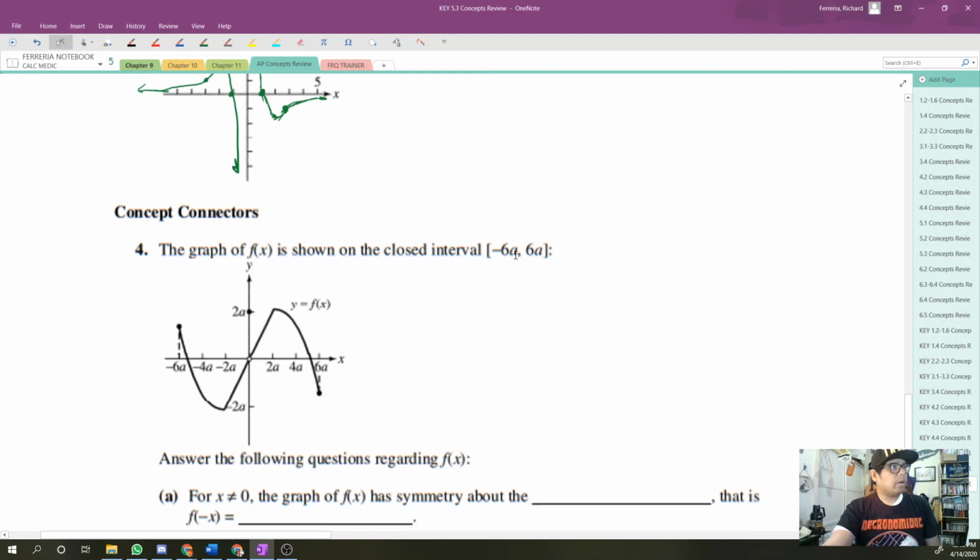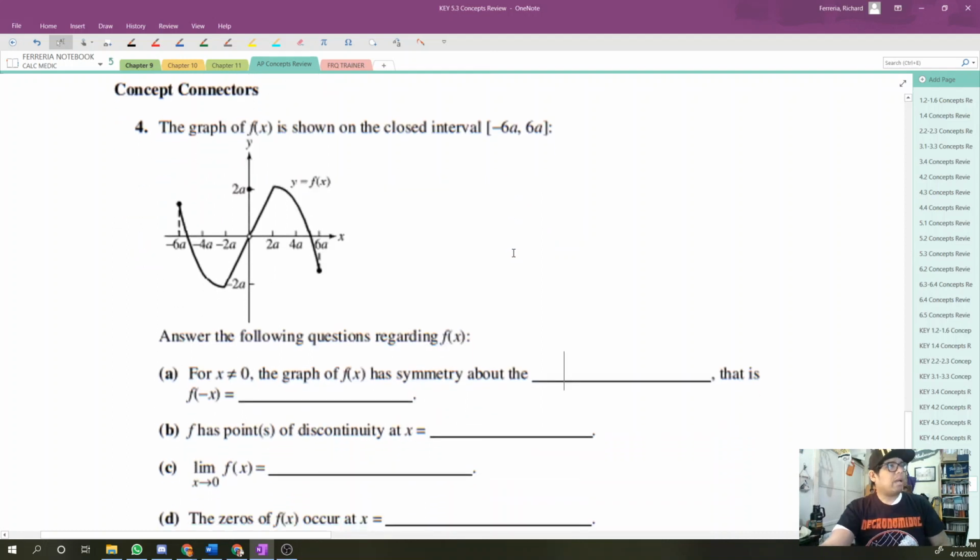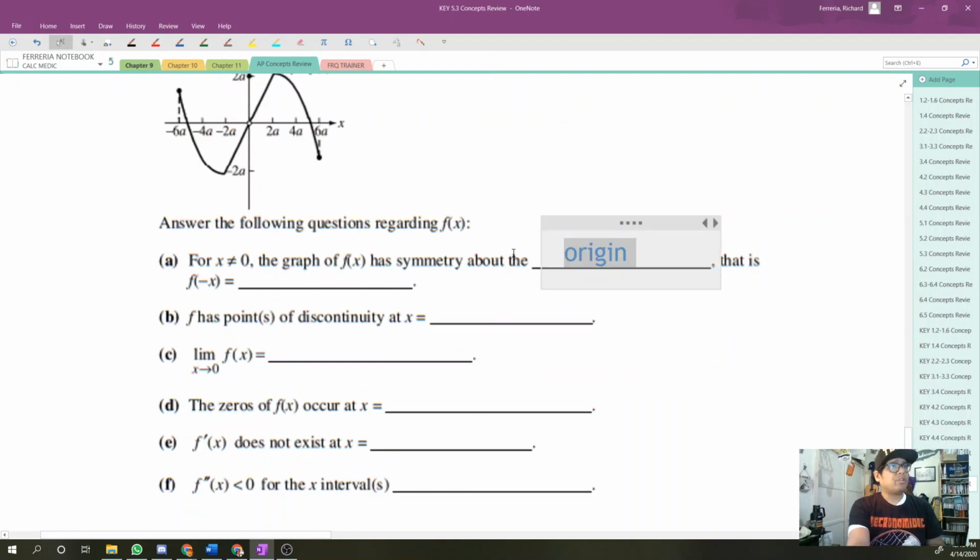So for question 4, we got a graph now, and we're supposed to decide things based on that graph. So for x not equal to 0, f of x is symmetric. Well, it's not an even function. The left side does not look like the right side. Actually, the left side looks like the right side upside down and reversed. So that's indicative of an odd function, which means that we're symmetric about the origin. So if we're symmetric about the origin, that means f of negative x is equal to negative f of x. Okay, so those are just some things that you have to have down and a little bit memorized.